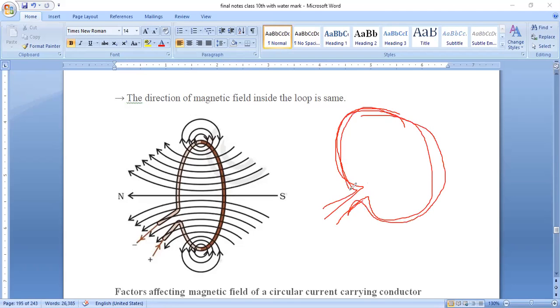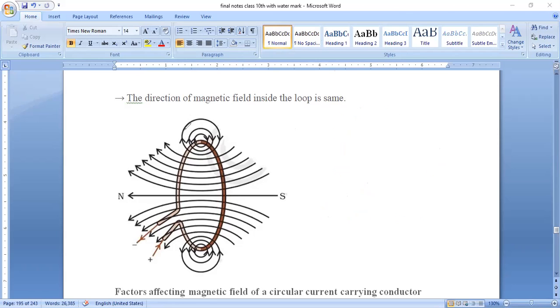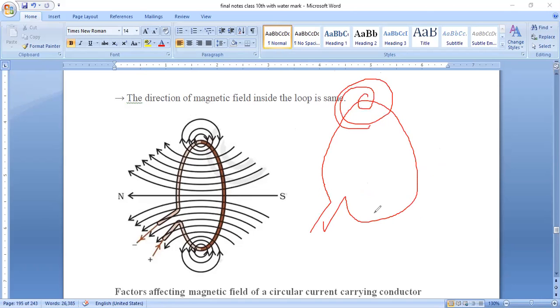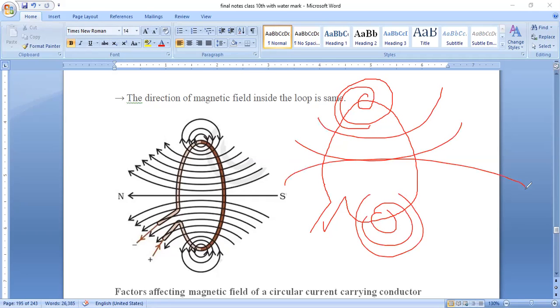Now that the straight conductor is made into a circular conductor, how will the field be here? Look at the field at this place, how it will be. So if it is a circular coil, the field will be like this. Here the field will be like this. Here the field will be like this. Here like this. At the center it will be a straight line.